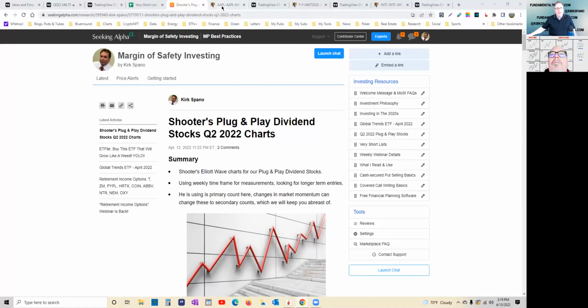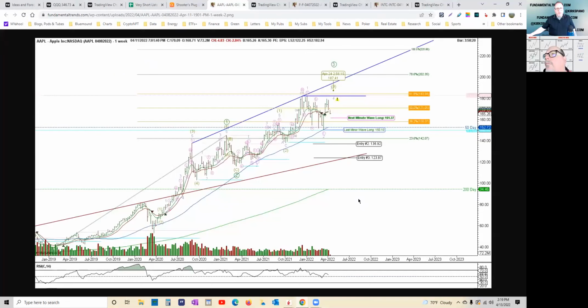So let's take a look at Apple, which is on our dividend list. And this is Shooter's Elliott Wave chart. And I just want him to explain what this means to you. So Shooter, why don't you tell us about something that's important on here? Well, the most important thing is that it held at that 150.10. That was actually a great look. Actually, we got a breakout candidate here. Our next minute wave long is at 160.137. Now, that's a shorter time frame countdown at the 90-minute.